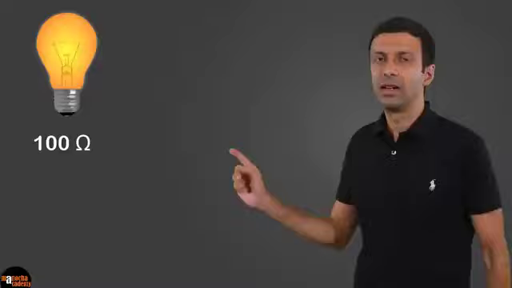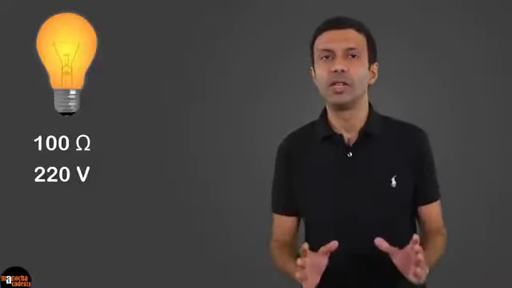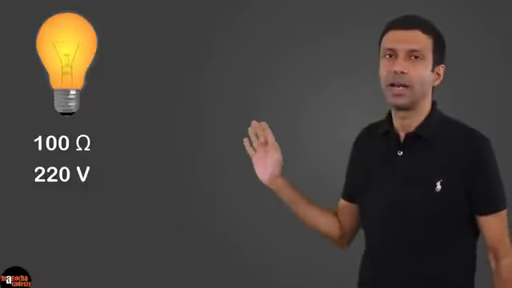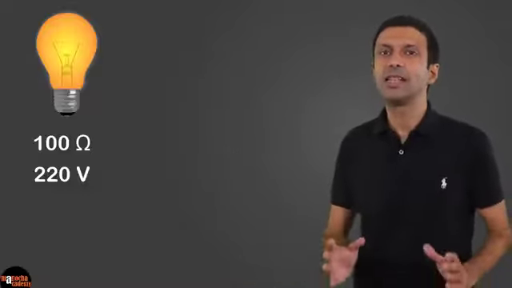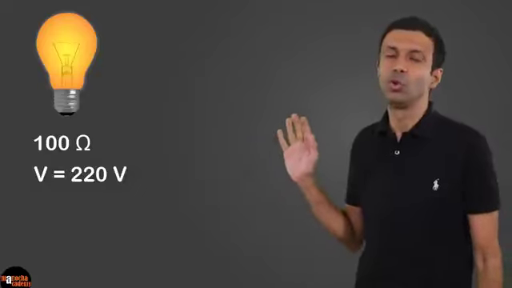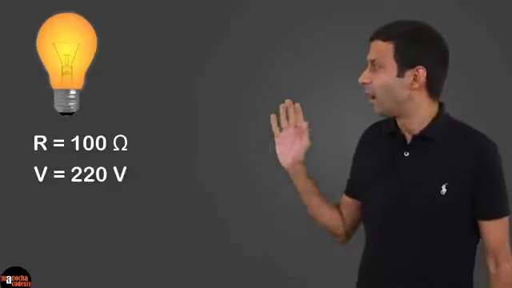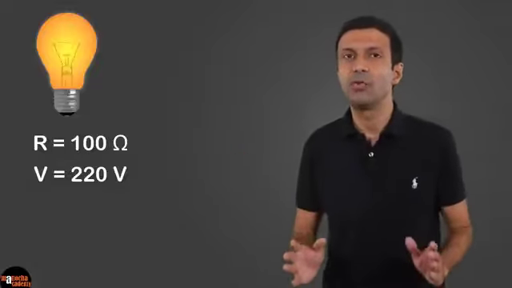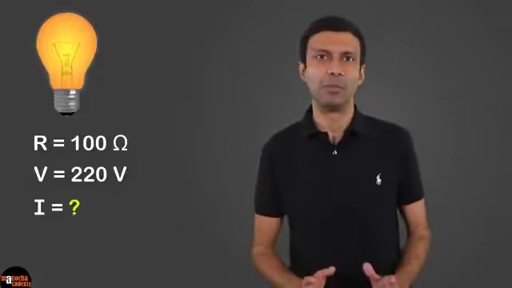Now let's look at an example of how to apply Ohm's law. Let's say this bulb has a resistance of 100 ohms and it is connected to a 220 volt supply. Now how do we find the current drawn by the bulb? First, let's write down the data using the symbols. So we have potential difference V equal to 220 volt and R, the resistance, is 100 ohms. Now we need to find the current I in the bulb.